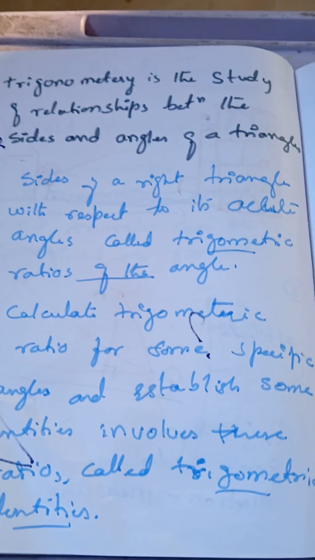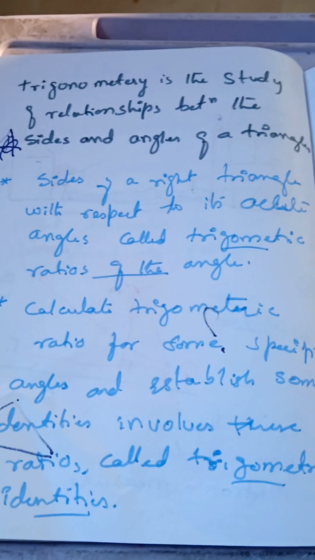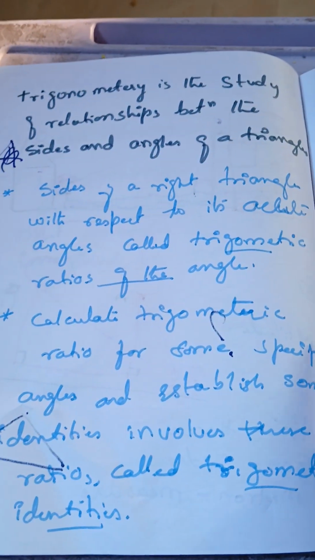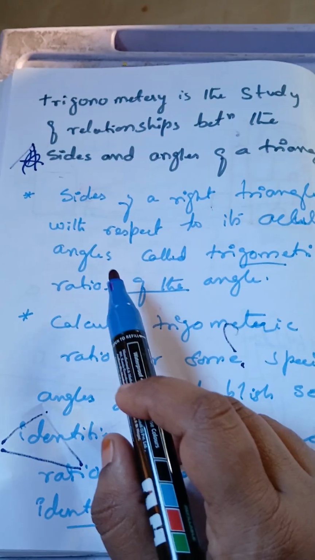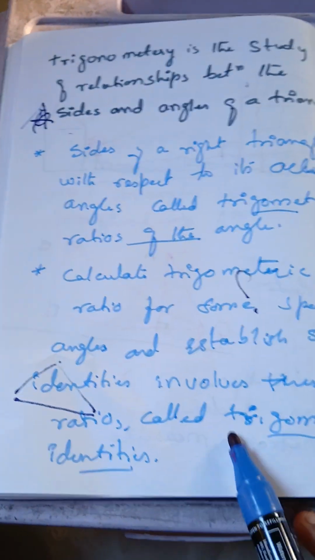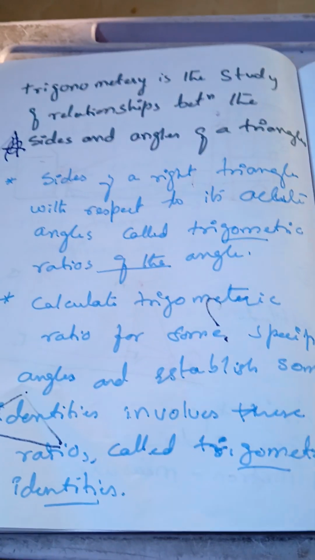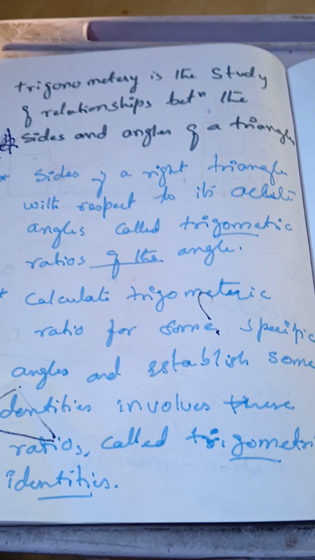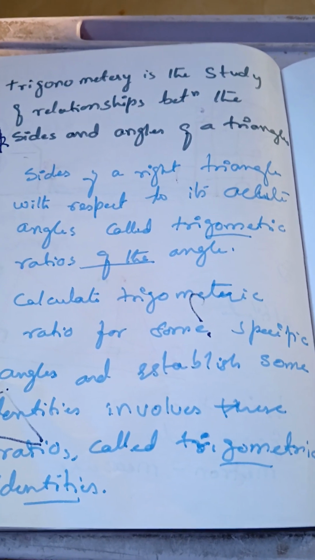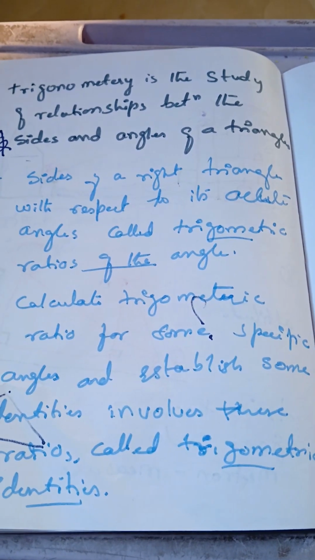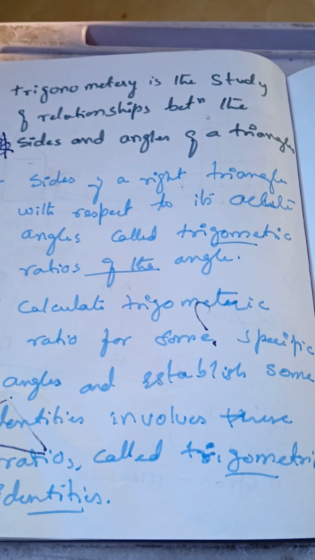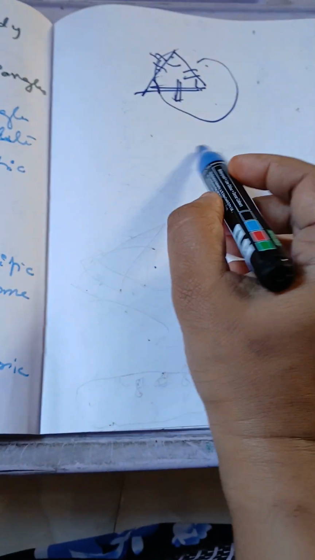Correct? Now, in this chapter, we will study two things. One is trigonometric ratios and second is some trigonometric identities. What is a trigonometric ratio? The sides of a right triangle with respect to an acute angle is called the trigonometric ratio of an angle.